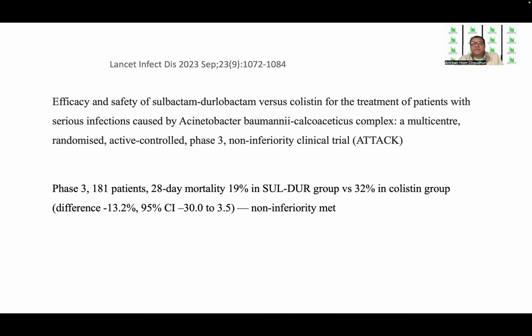Going by all the evidences, the evidence that is most pertinent to discuss here is the ATTACK trial, the efficacy and safety of sulbactam-durlobactam versus colistin for the treatment of patients with serious infections caused by Acinetobacter baumannii-calcoaceticus complex, which is a multicenter randomized phase 3 non-inferiority trial in 181 patients, where the sulbactam-durlobactam group had a mortality of 19% versus 32% in the colistin group and met the non-inferiority criteria.